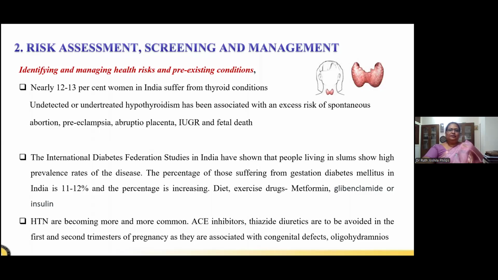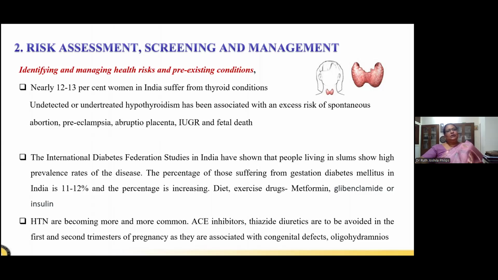And if it is not diagnosed and treated, it is going to lead to spontaneous abortions, preeclampsia, abruption, IUGR, and even fetal death. So early identification and treatment of thyroid disorders also is important.